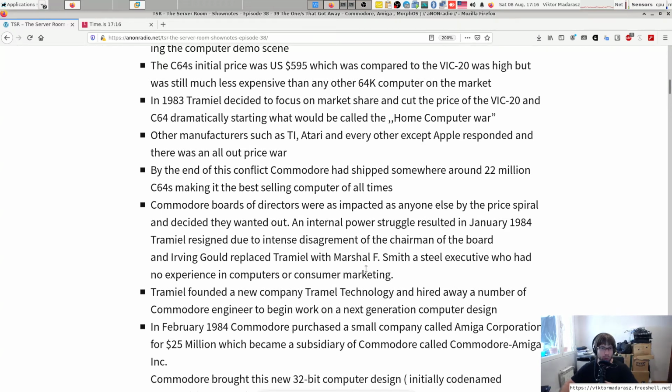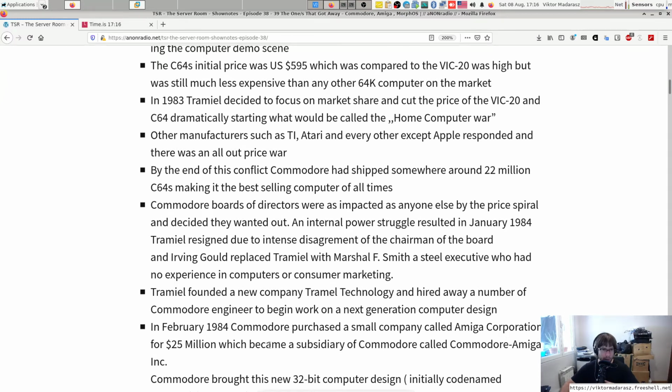Tramiel founded a new company, Tramel Technology. He named it that way to make it easier for people to pronounce, as sometimes they had problems pronouncing his surname correctly, and hired away a number of Commodore engineers to begin work on a next generation computer design.